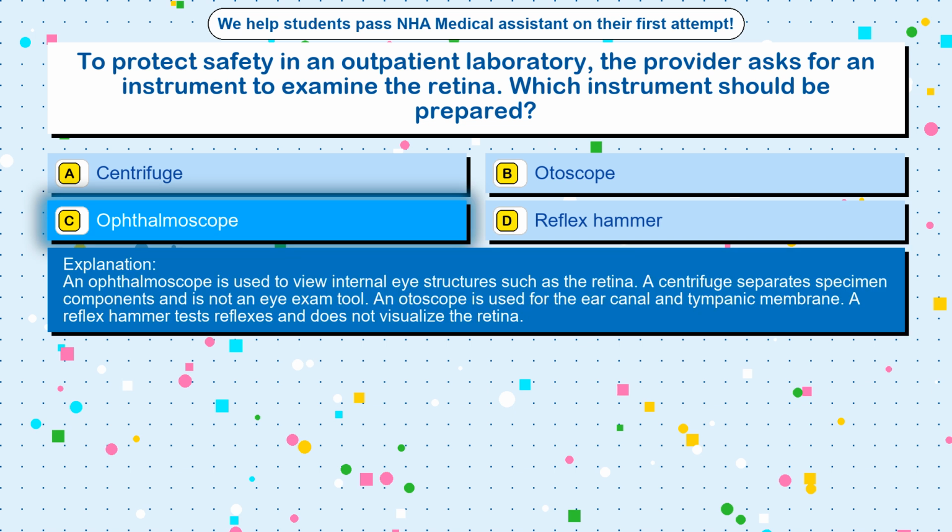An ophthalmoscope is used to view internal eye structures such as the retina. A centrifuge separates specimen components and is not an eye exam tool. An otoscope is used for the ear canal and tympanic membrane. A reflex hammer tests reflexes and does not visualize the retina.